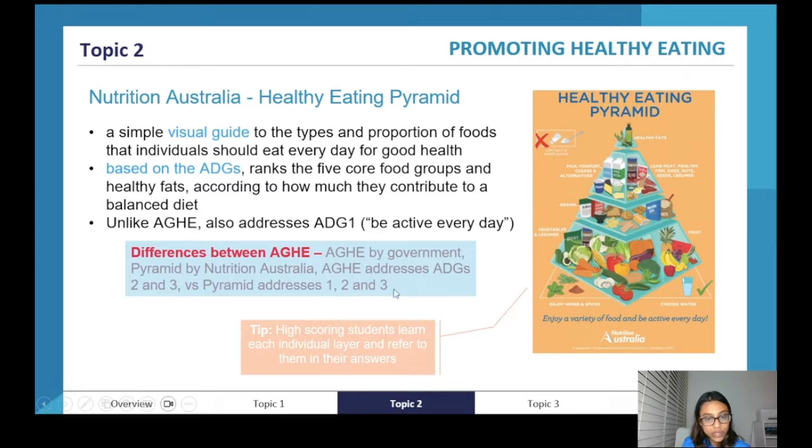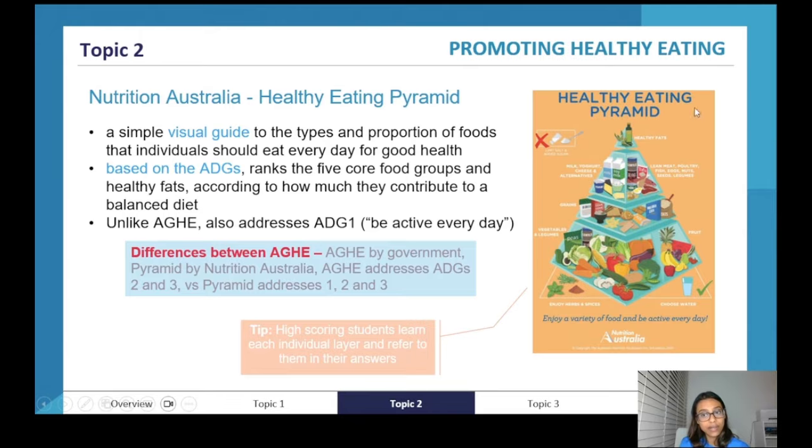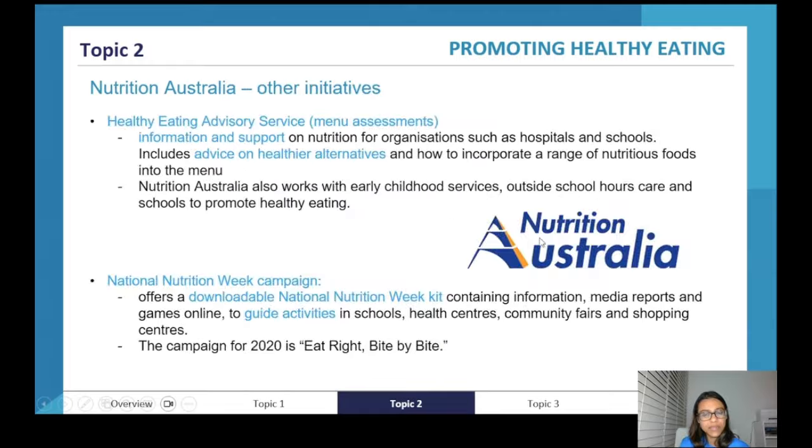This is the pyramid addressing 1, 2, and 3. Okay, and then we've got high scoring students. Hopefully you can read this. I don't know if this is hard to read on your slides. Hopefully not. So high scoring students learn each individual layer and refer to them in their answers. So know what's in each of these layers, each of these little pie segments, and also what's around it and surrounding, and the specific wording as well.